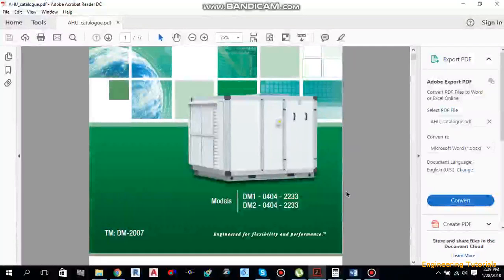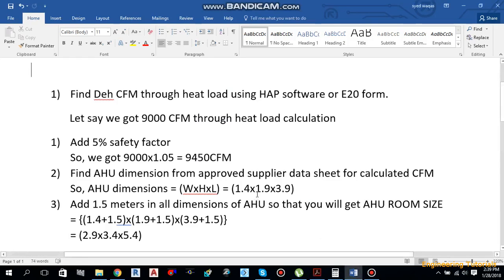So I will tell you guys how you can do AHU room sizing. So let's start. There are simple steps which we have to follow. First step is we have to find the dehumidified CFM through heat load using HVAC software or E20 form. So after using the HVAC software, let's say we got 9000 CFM through heat load calculation. So we have to add a 5% safety factor to this to keep it on the safe side. In order to add this 5% safety factor, multiply 9000 with 1.05, and you will get 9450 CFM.